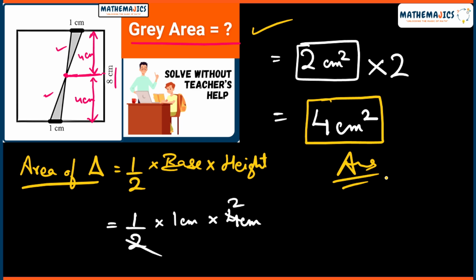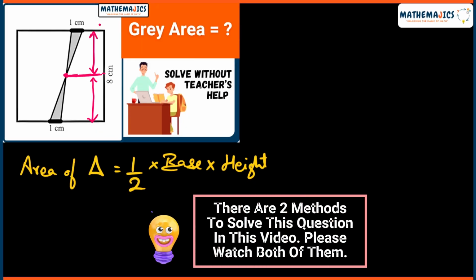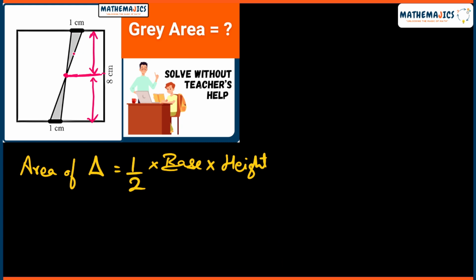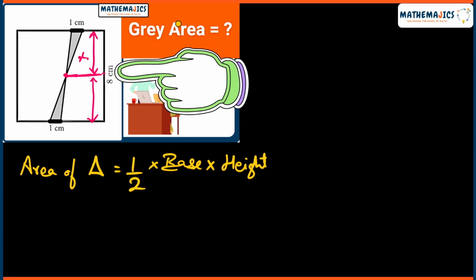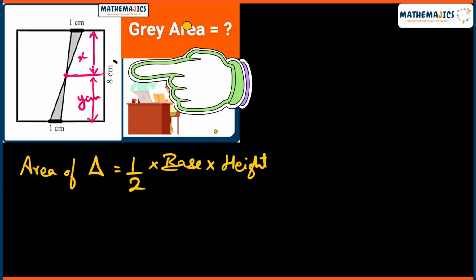Now, what if you are not able to judge that this is the midpoint? Then also you can solve this. Then also you can easily solve this. How? Let's see. So the another way to solve this question is we can assume the height of this triangle as x centimeter, and we can assume the height of this triangle as y centimeter. Okay. So x centimeter and y centimeter.